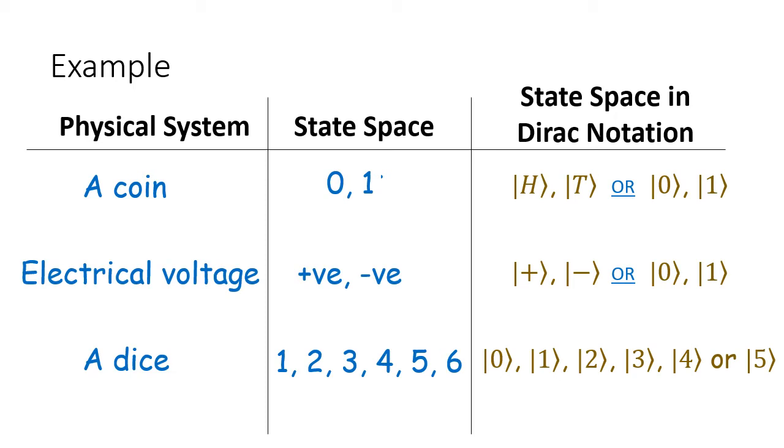Lastly, for dice, the state space has 6 states. And we can represent the state space using Dirac notation, using 1, 2, 3, 4, 5, 6.